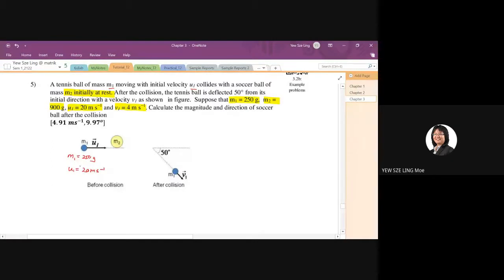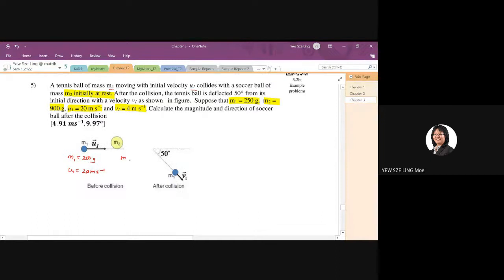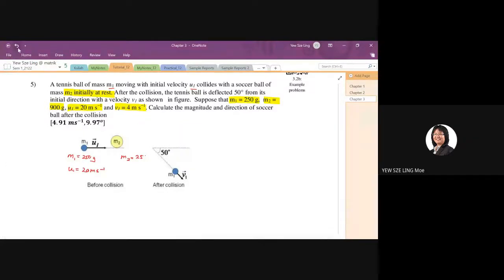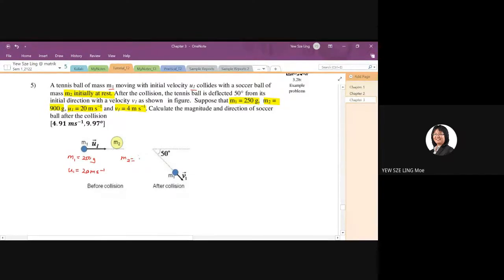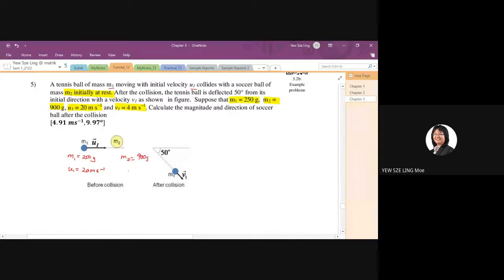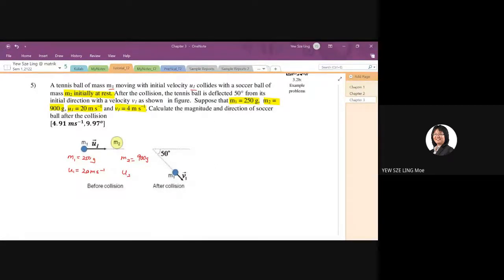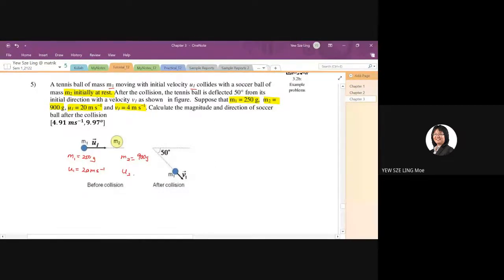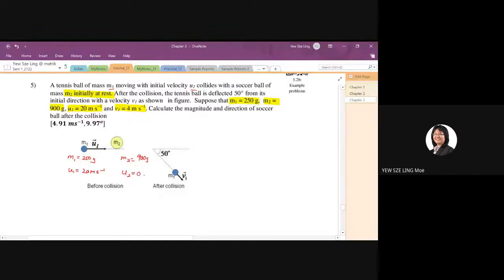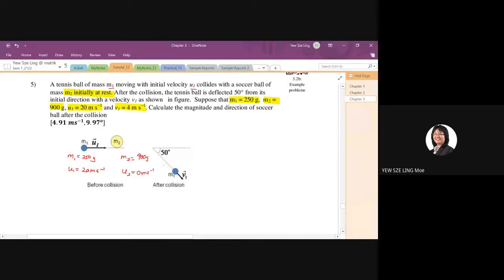Now, for me personally, I like to write down all the information in my diagram to make it easier for me to see what is the information that I have and what is the information that I don't have. So m2 now is 900 gram, and then my u2, because initially my object is at rest, therefore it is equal to 0 meter per second. Now it seems like I have all of the information, right, but that is not the end yet.